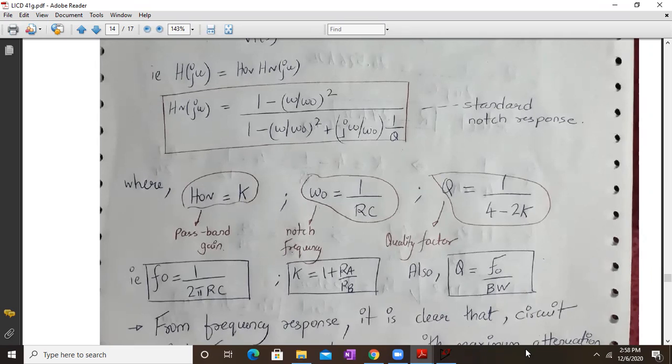Q is given by 1 divided by 4 minus 2K, where f naught will be 1 upon 2 pi RC. Over here, the K value is 1 plus RA upon RB, and the quality factor is also given by the formula f naught upon bandwidth.